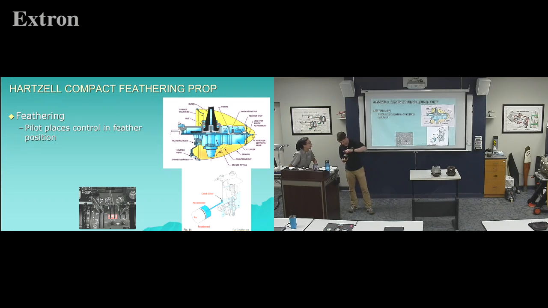Always, the flyweights are sensing engine speed. So if we push the airplane into a climb, that makes our engine work harder, so it starts to slow down. Then the flyweights would fall in, and it would lower blade angle, keeping our RPM the same.